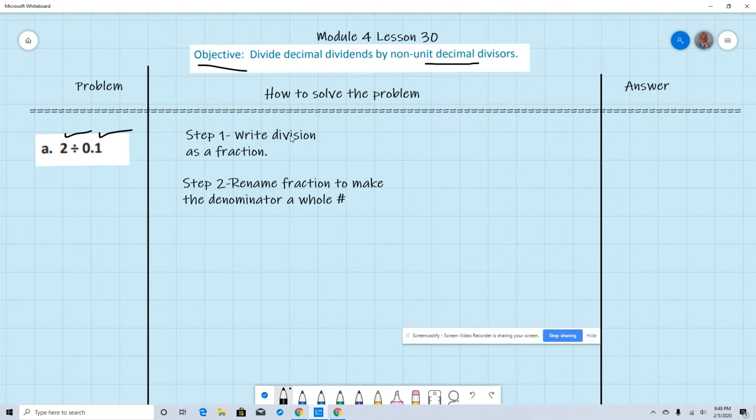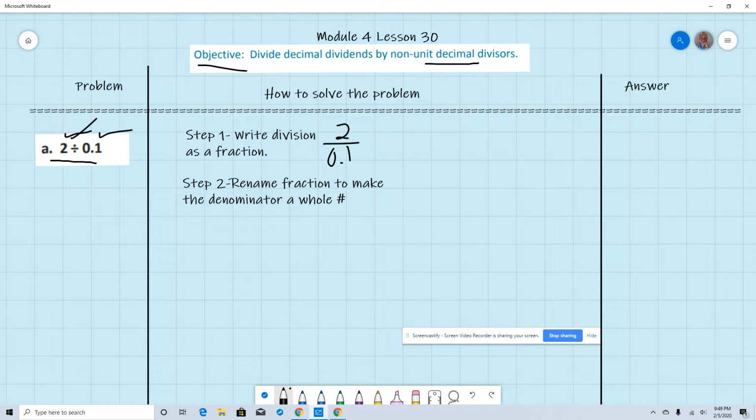Step 1, write division as a fraction. So you're going to write this as a fraction. Let's do that. We're going to write that 2 divided by 1/10. That's it. This is all we have to do in step 1.